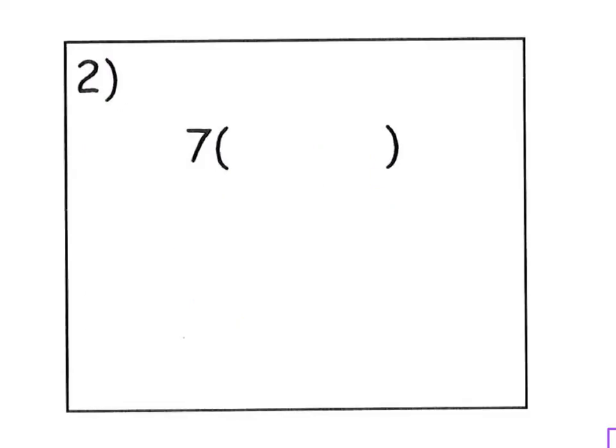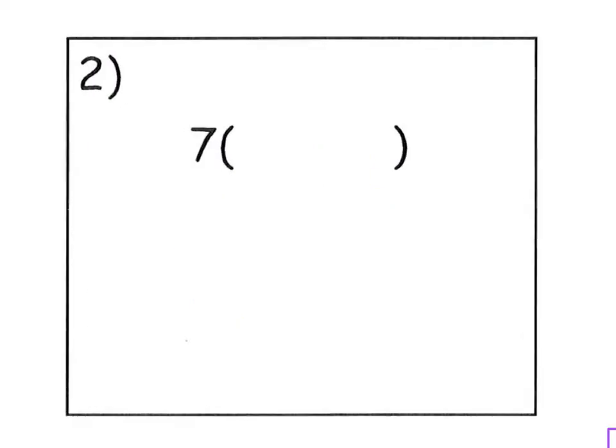Okay, let's do another one. For number 2 here, I want you to fill in the parentheses with x plus 3y. So what we're doing again is we're multiplying 7, but we're multiplying the 7 times the x and the 7 times the 3y. So again, to show this, we're going to use that area model.